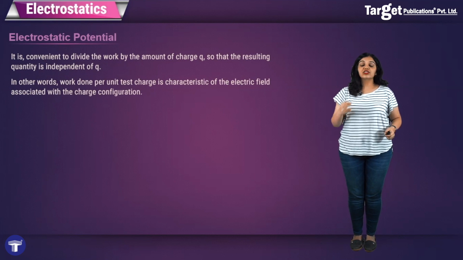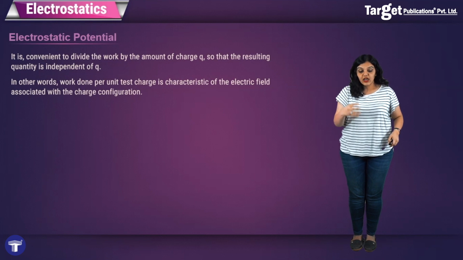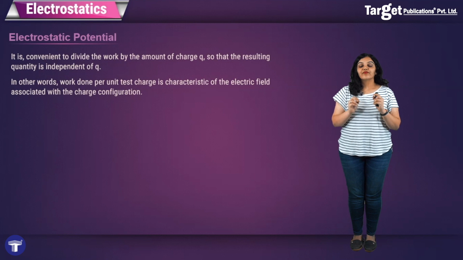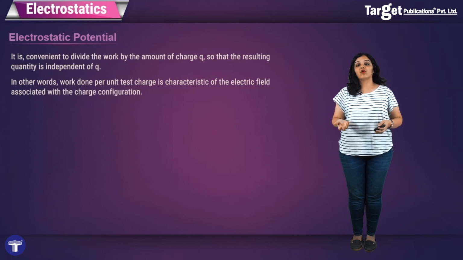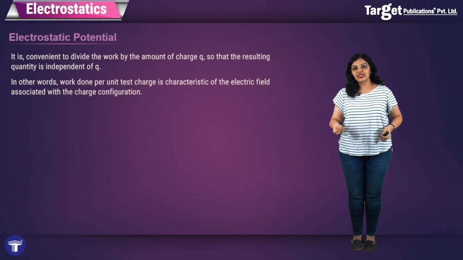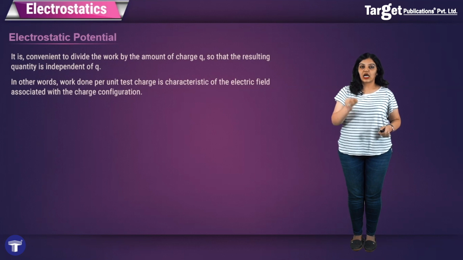It does not change by how much charge you put at a point when you are measuring the electrostatic potential of a point. So, from this we can understand that the electrostatic potential is a more important quantity, slightly more important quantity than the electrostatic potential energy, because the electrostatic potential does not depend upon the charge, that is the test charge which you will put at a point.